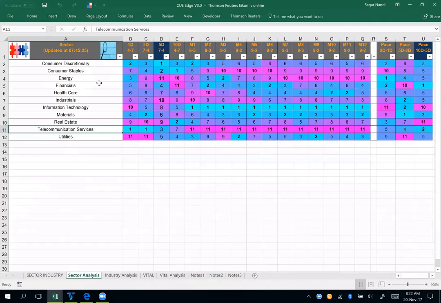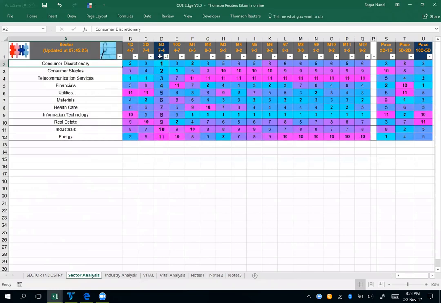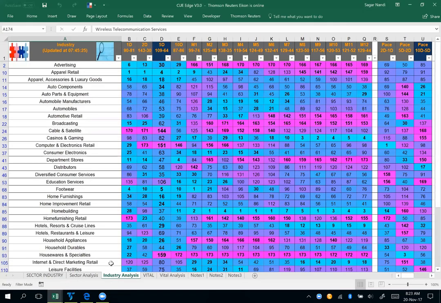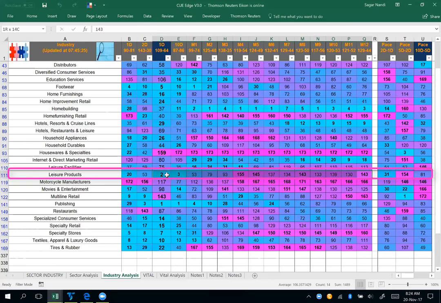In QEdge, we are looking at the sectors. We can sort them over our primary decision period of 5 days from smallest to largest. And we can see that consumer discretionary with rank 1 is the strongest sector. We can click the Get Components button to drill down into all the industries of this sector. When we drill down, we identify laser products. This is an industry that was magenta, that is weak over many months, and it is gradually gaining strength.